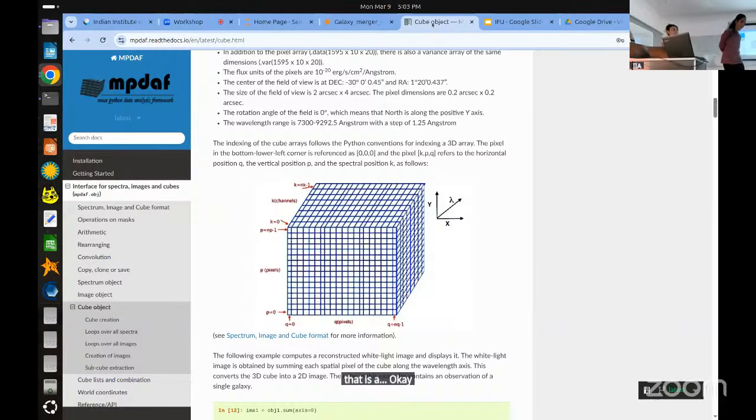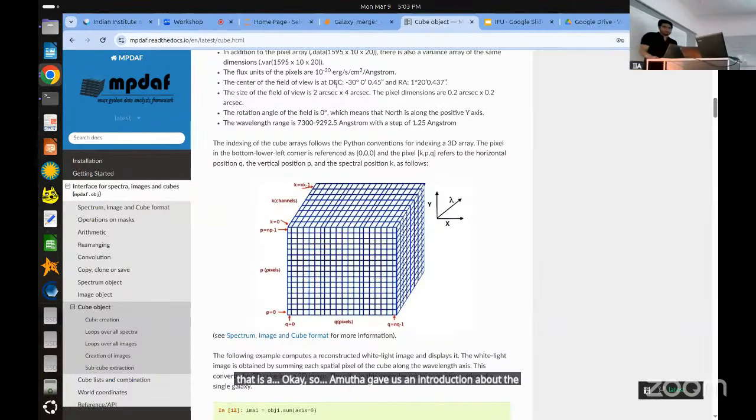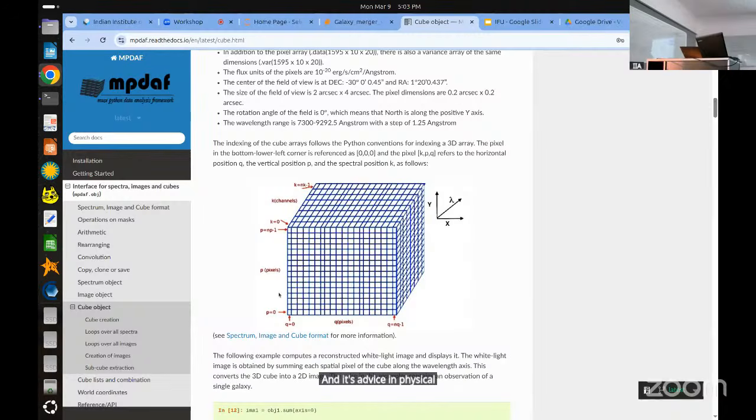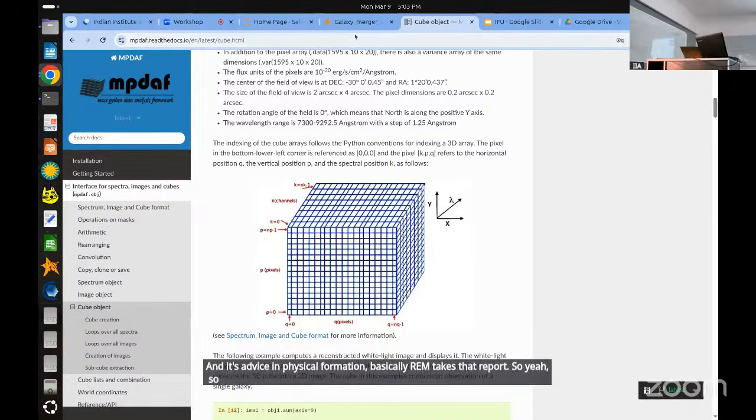Okay, so Amrita gave us the introduction about the cube data. So here this is the cube. You can see there are many grids and it has 3 axes. Here the Z axis is basically wavelength information. She already showed how the cube looks in DS9. And the X and Y axes are basically pixel information, RA and Dec, as we call it. So the cube has 3-dimensional information.